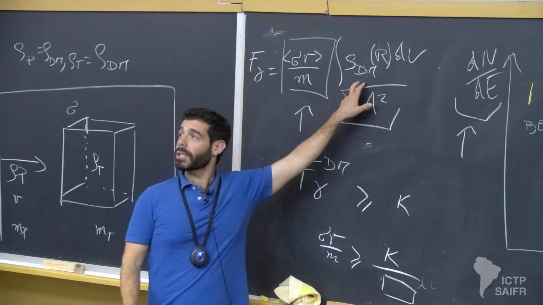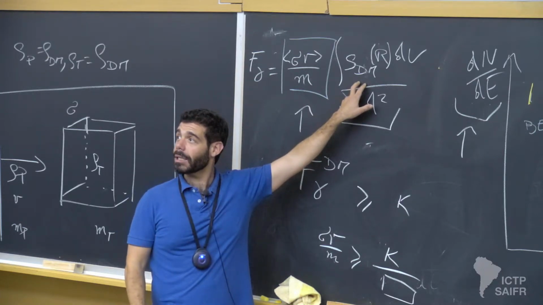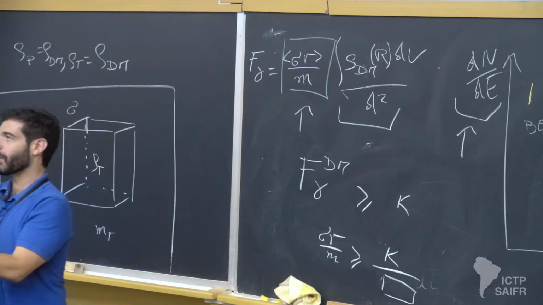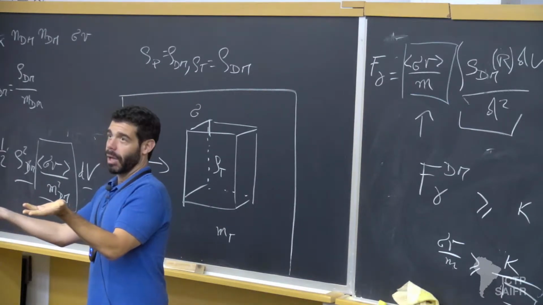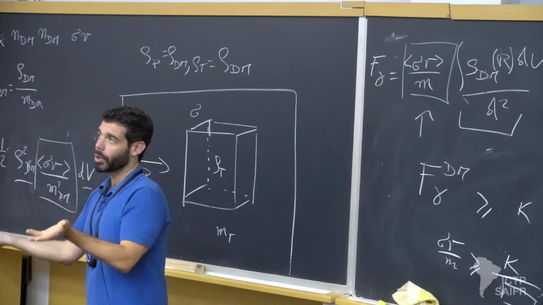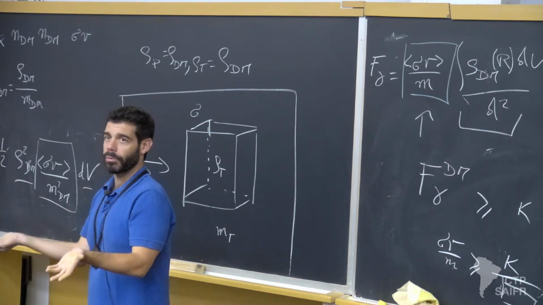Either I go in places where the density of dark matter is very high, or, given that my observation sees the dark matter and the other objects, the normal astrophysics, I go in places where there is less contamination. It's one of the two, or ideally both of them.